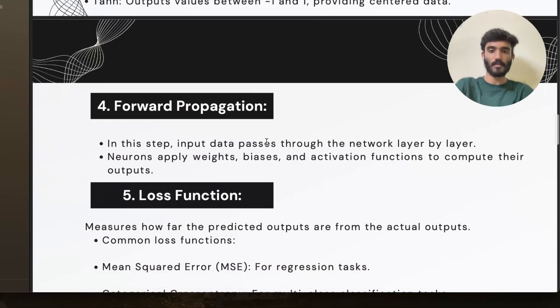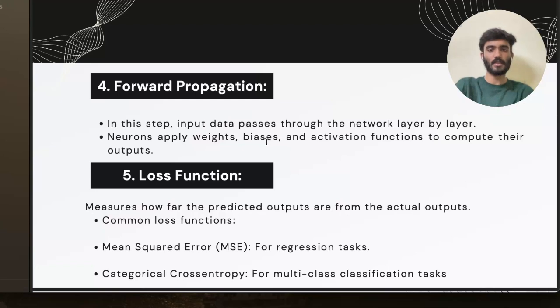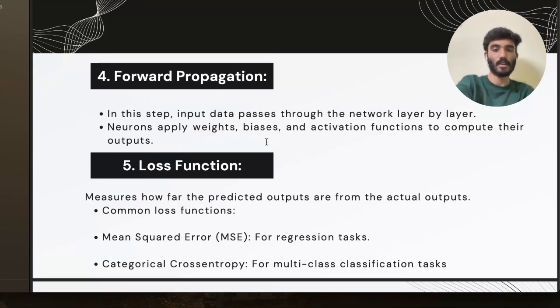Fourth, we have forward propagation. This is the process where input data flows through the network layer by layer, and each neuron applies weights, biases, and an activation function to compute outputs.